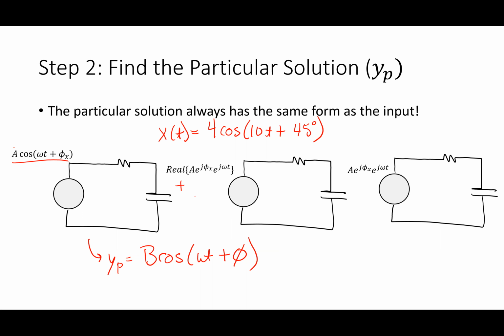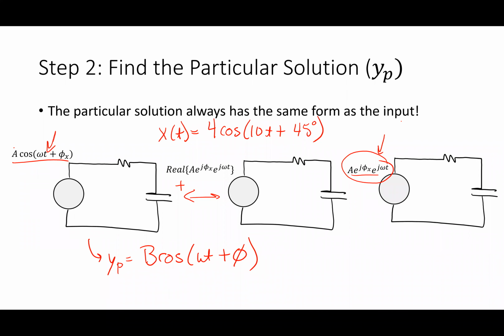What I said last time is I can think of these two things as the same. So I could just forget this whole real part thing. I could just assume that my input, instead of being cosine, was this exponential. And then what do I do at the very end when I'm done? I take the real part of it, right? If I took the real part of A e to the j phi x e to the j omega t, that would be A cosine omega t plus phi x. So I basically assume my input is this guy, and then I take the real part when I'm all done, okay?